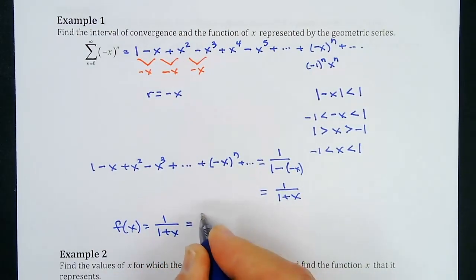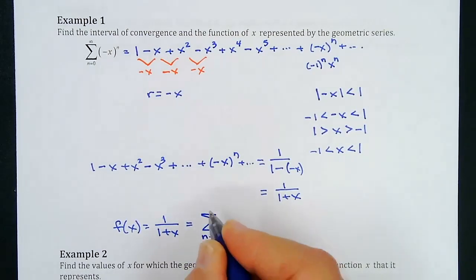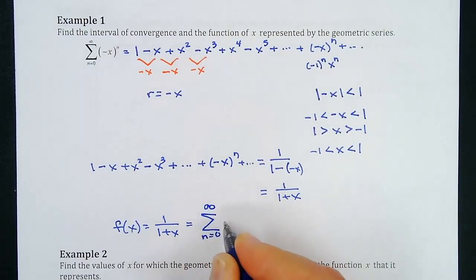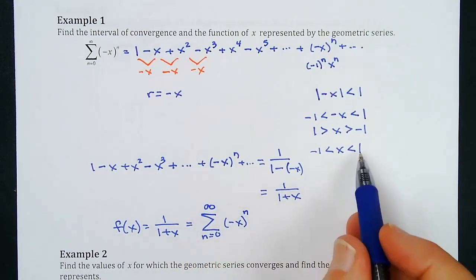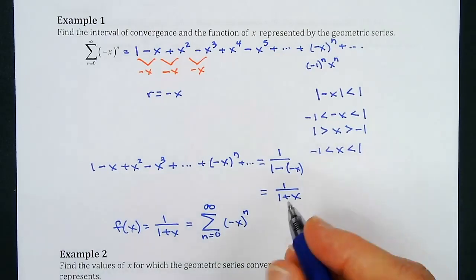And then what we could do is write this in sigma notation. It would be the sum from n equals 0 to infinity of (negative x) to the n power. And then this would be our interval of convergence.